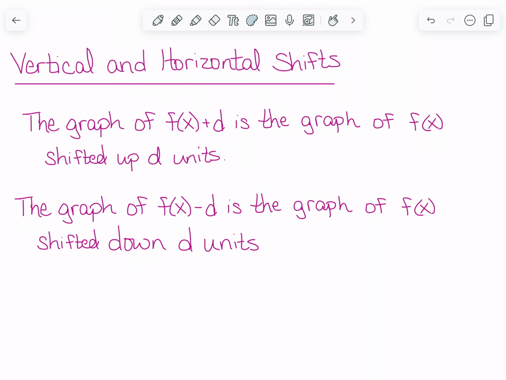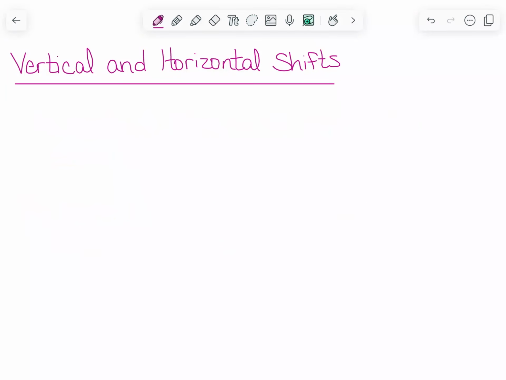Similarly, the graph of f of x minus d is the graph of f of x shifted down by d units. So adding a number tells us we're going to move the graph up, and subtracting a number says we'll move the graph down. Let's start by looking at how we can take a table of a function and find our appropriate new function with this shift.